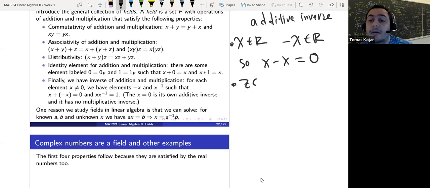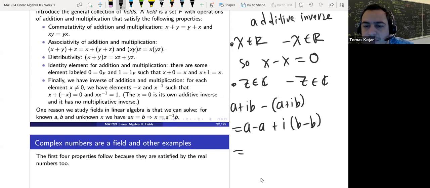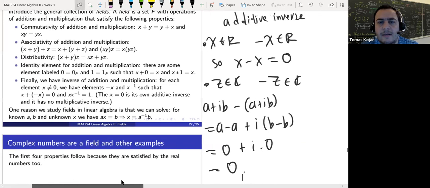For complex, you can do the same thing. So you put minus Z, and what do you have? You have A plus IB minus A plus IB. So you get A minus A plus I, B minus B, and they're both 0. Okay, so additive inverse is not hard.